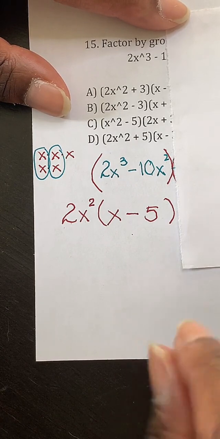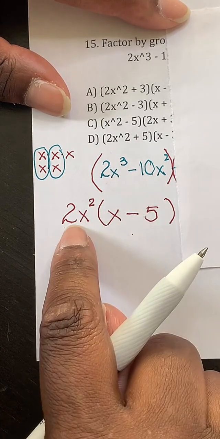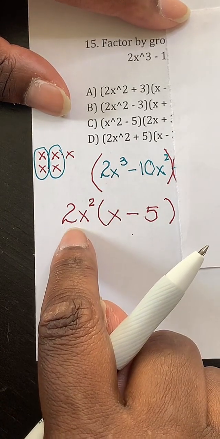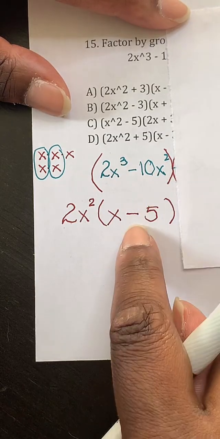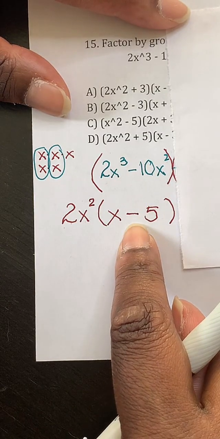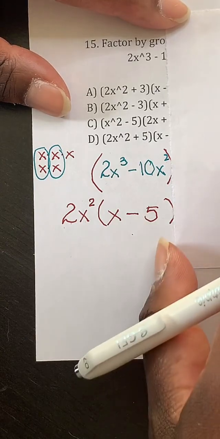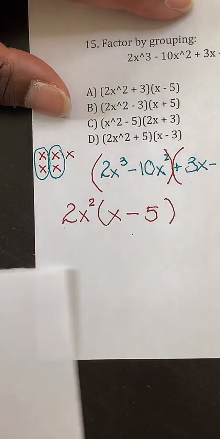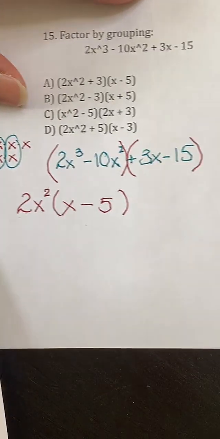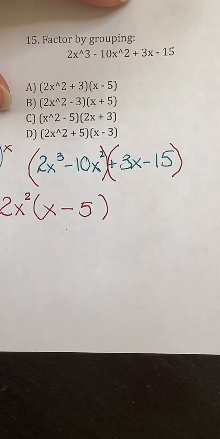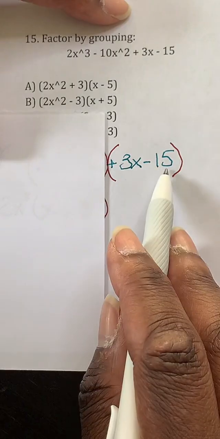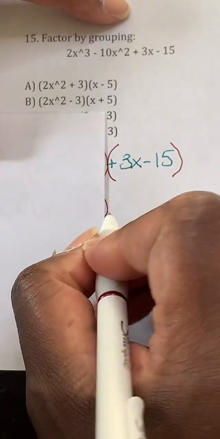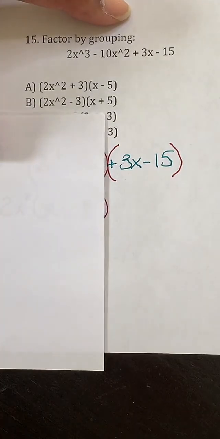Okay? So you factor out your GCF, and then you use that GCF to divide the original expression to get what's supposed to be inside the parenthesis. All right? So if I do the same thing for the other parenthesis, I'm going to cover up for a sec. So 3 and 15, what do they have in common?